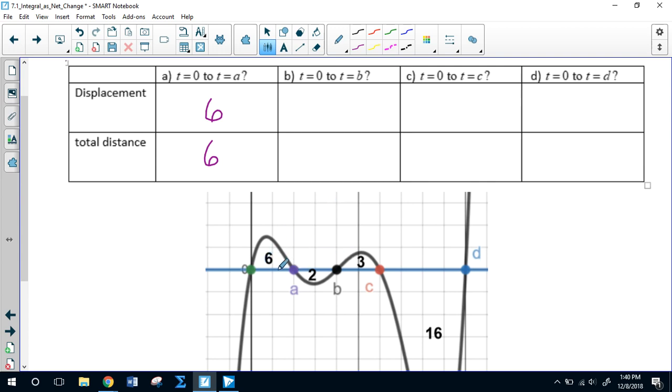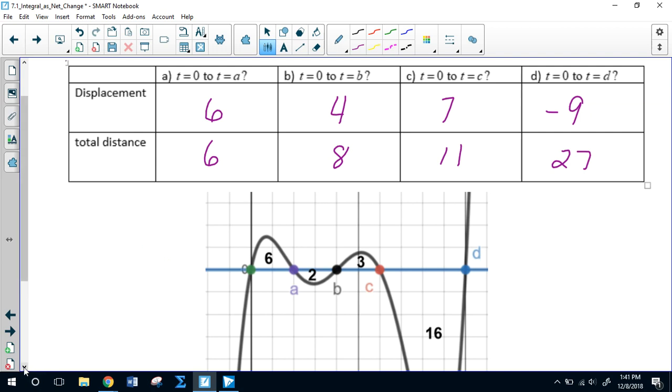All right, from 0 to B, I went to the right 6 and then left 2. So my displacement would be 4, subtracting them, but the total distance will be 6 plus 2, which is 8. Hopefully this all sounds familiar. From 0 to C will be 4, add on that 3, so that'll be 7. And the total distance will be 8, add on the 3, which is 11. And then the final displacement from 0 to D would be to subtract the 16 that's below the x-axis here. So 7 minus 16 is a negative 9. And then we're going to add 16 onto 11, and that becomes 27.